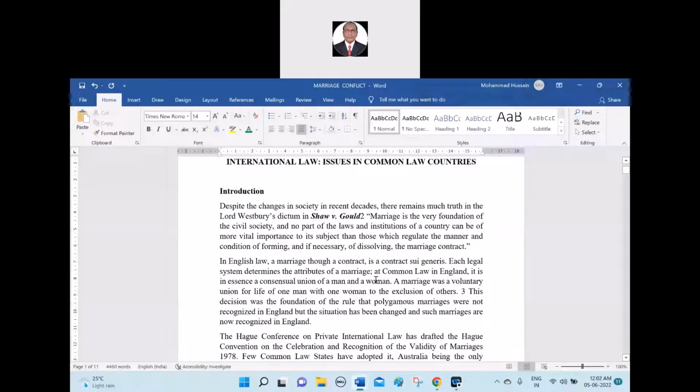At common law in England, it is in a sense a consensual union of a man and a woman. And a marriage was a voluntary union for life of one man with one woman to the exclusion of others. So ethical values are there. A married woman will not sleep with another man because it is a taboo, it is unethical. This decision was the foundation of the rule that polygamous marriages were not recognized in England.